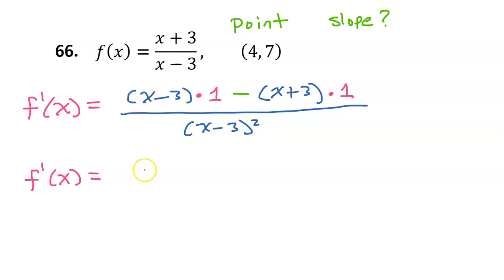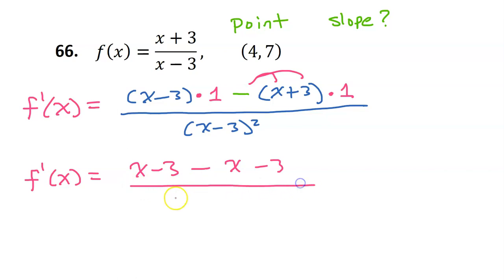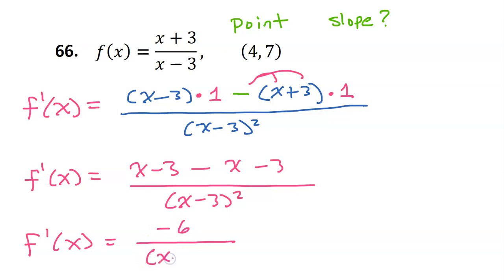Let's clean this up. So we have x minus 3, and I'm distributing here, so this will be minus x minus 3 over, and I'm just going to leave this alone, x minus 3 squared. So we have f prime is equal to x minus x. So those cancel each other out. Negative 3 minus 3 is negative 6. So this is the derivative.